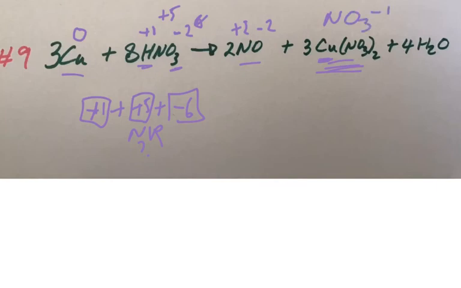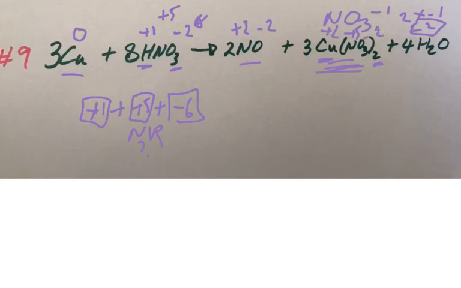Let me ask you a tough question. What's 2 times -1? 2 times -1 is -2, right? Good. So that's your total negative charge. So what plus -2 gives you 0? +2. So +2 is for that copper. The nitrogen is going to be +5. We calculated it before. And O is -2.